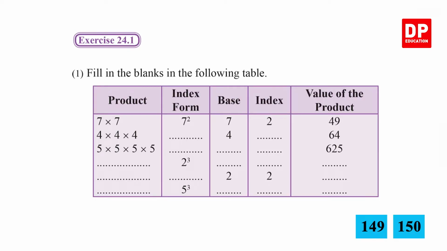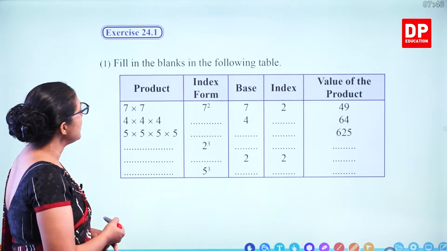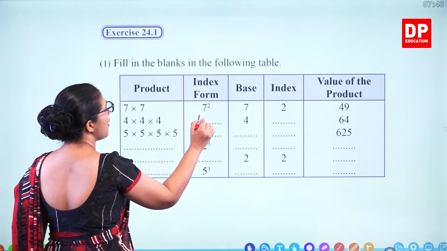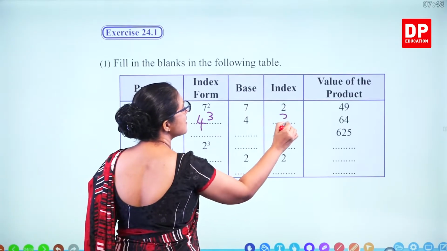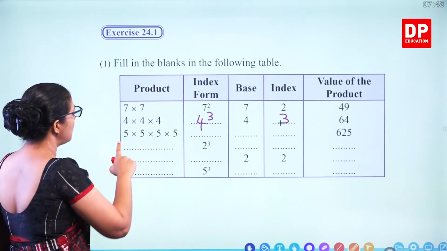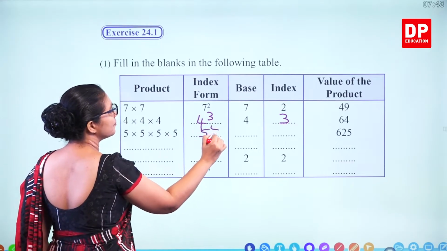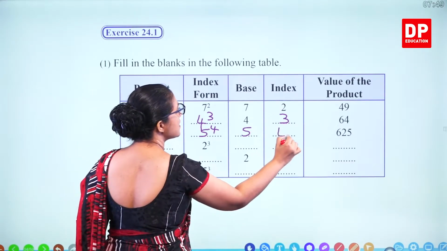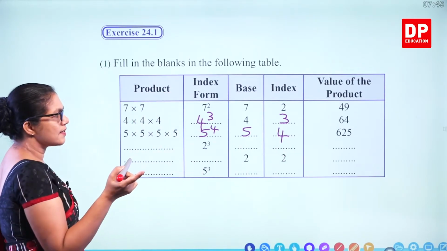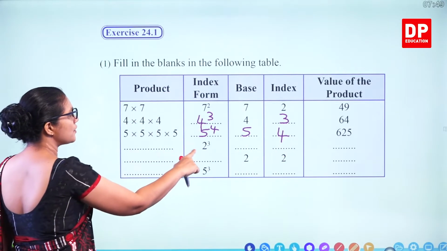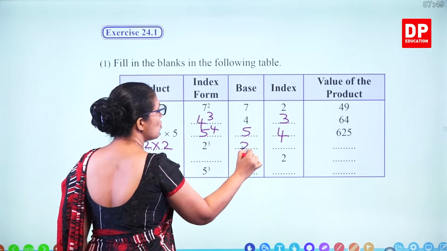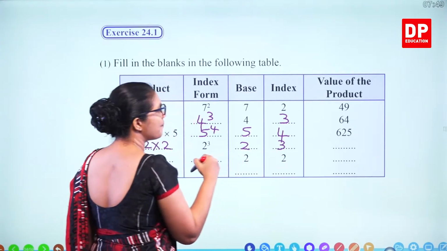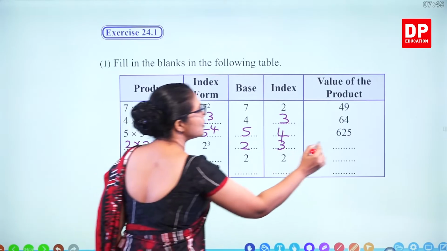Exercise 24.1. Fill in the blanks in the following table. So you need to fill index form. 4 to the power 3. Base is 4 and index is 3. Here 5 four times. So 5 is the base, index is 4. You get 625. Here 2 to the power 3 given. That means 2 times 2 times 2. Base is 2, power is 3. So what's the value? You get 8.